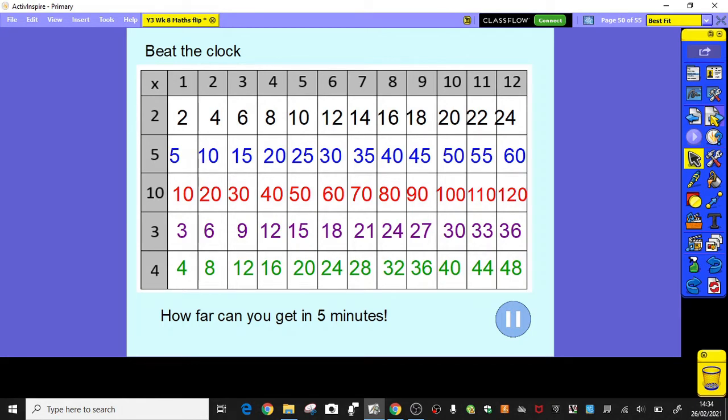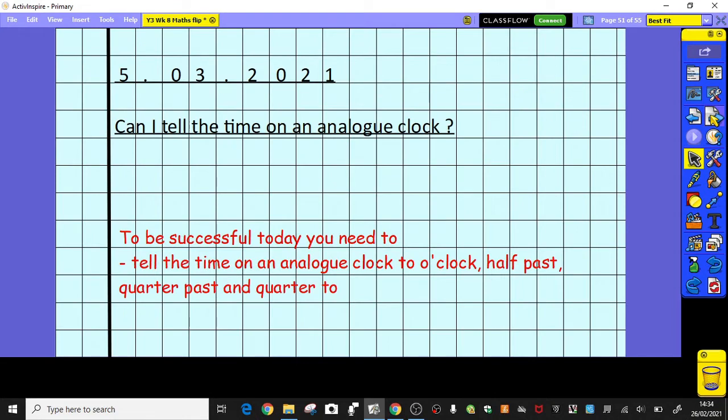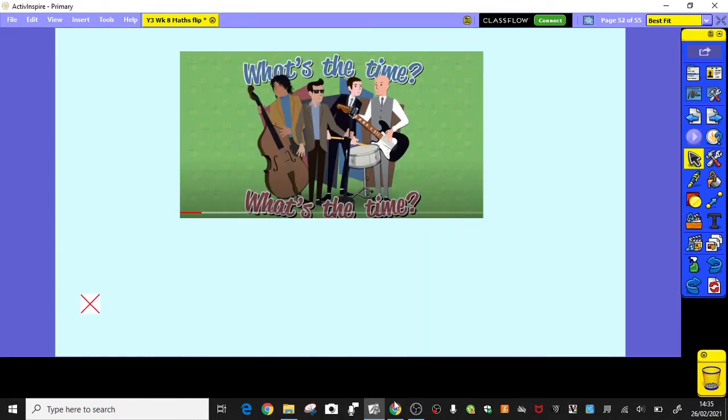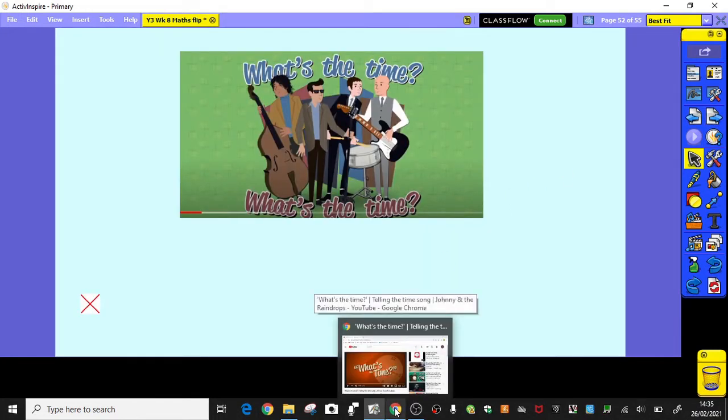But today, we're going to be practicing all the skills we've learned this week, telling the time on an analogue clock. So to be successful today, you're going to need to be able to tell the time on an analogue clock to the o'clock, half past, quarter past, quarter to, and some of you will be telling the time to the nearest 5 minutes and even to the nearest minute. So great job there. But first of all, we're going to have a little bit of Friday fun and I'm going to play you a song.